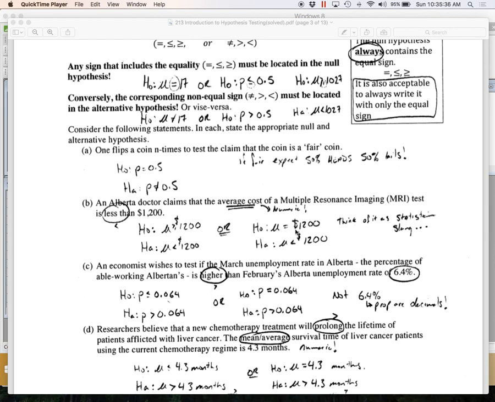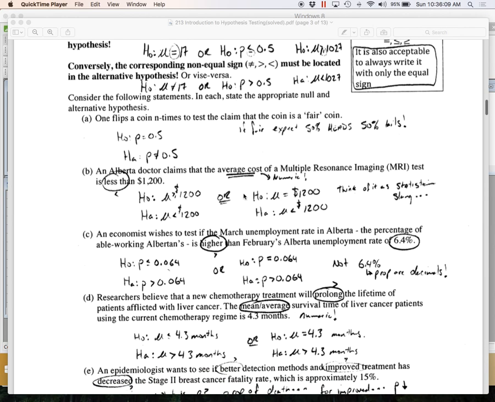So you could say mu is equal to $1,200 or mu is strictly less than $1,200. I personally prefer to write it this way because you can see the partnership that's going on between these two. It's fine for you to always write the equal sign in the null hypothesis, but you must have the correct sign in the alternative. Think of it as statistical slang, where somebody's just a little too lazy to say greater than or equal, so they pick out of greater than or equal, so equal they choose. Okay, so let's continue.